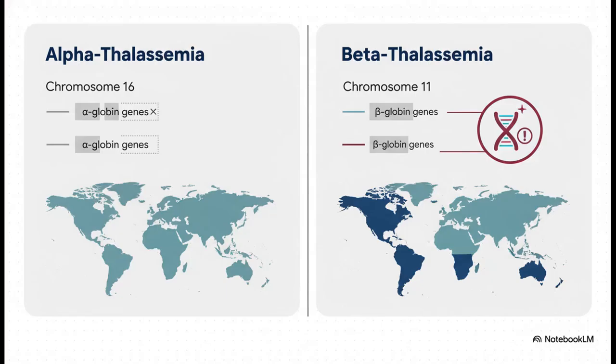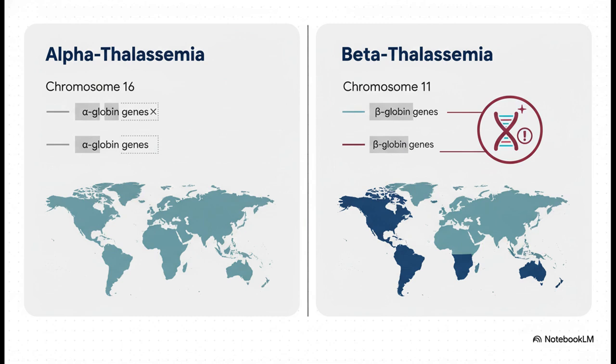Okay, you absolutely have to know the difference between alpha and beta thalassemia. It's super high yield. Alpha thalassemia is caused by a gene deletion on chromosome 16, where we normally have 4 alpha globin genes. Beta thalassemia, on the other hand, is caused by a point mutation on chromosome 11, where we have 2 beta globin genes.